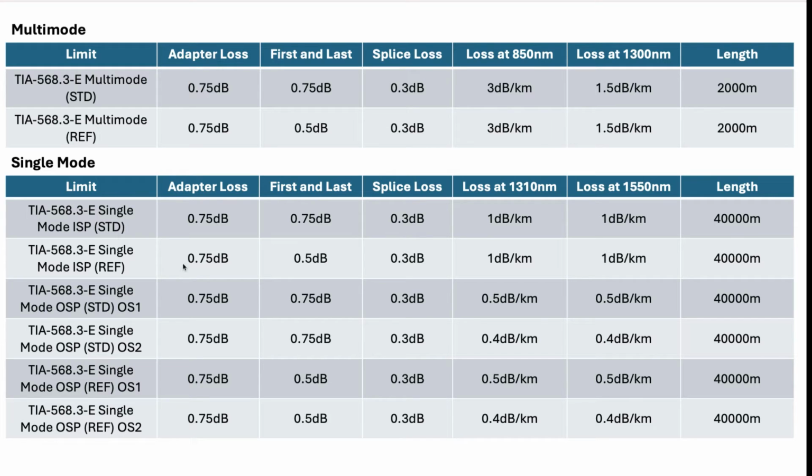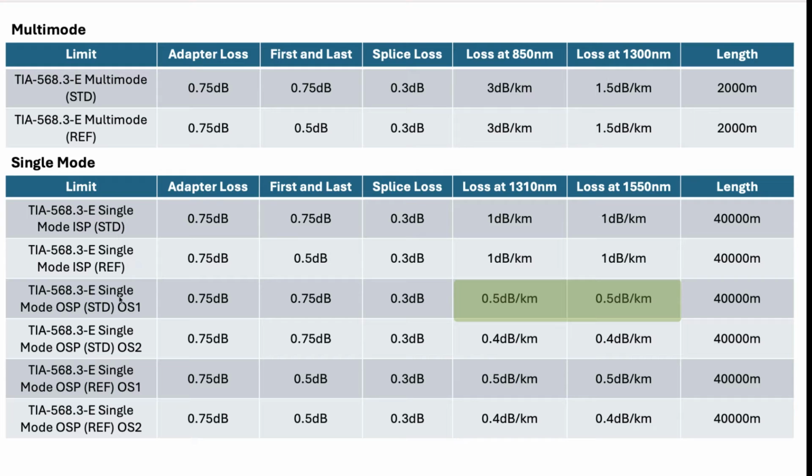Now, if we come down here to single mode, we find that with single mode, if we're using the STD limit, we allow 0.75 dB for the first and last connector, 0.75 dB for any embedded connectors, 0.3 dB for splices, and then depending on the type of fiber we're using, if we're using inside plant fiber, we allow 1 dB per kilometer at both 1310 and 1550.